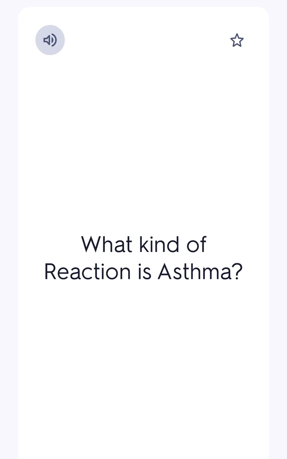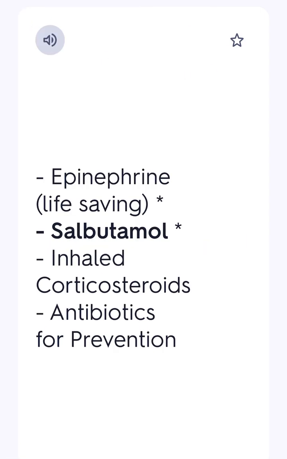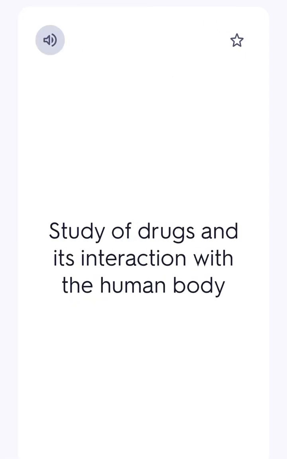What kind of reaction is asthma? Allergic reaction. What is the treatment for asthma? Epinephrine, salbutamol, inhaled corticosteroids, antibiotics for prevention. How would you define pharmacology? Study of drugs and its interaction with the human body.